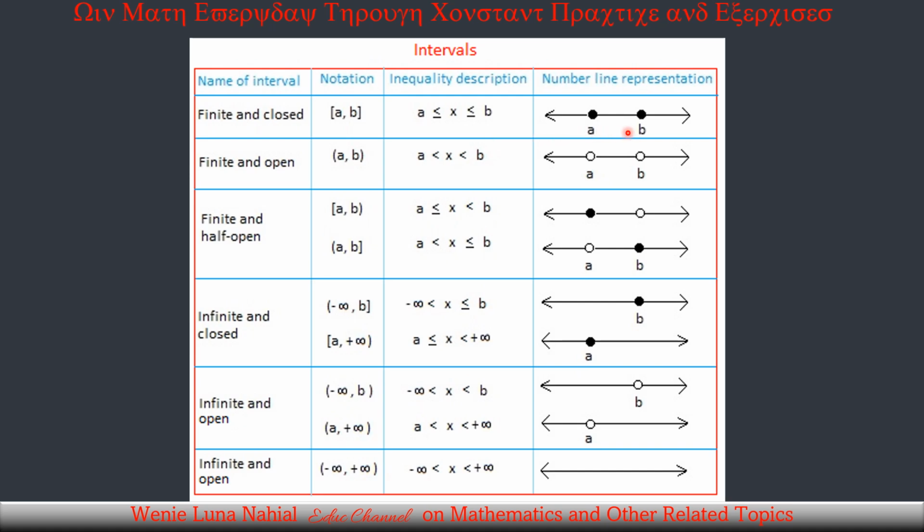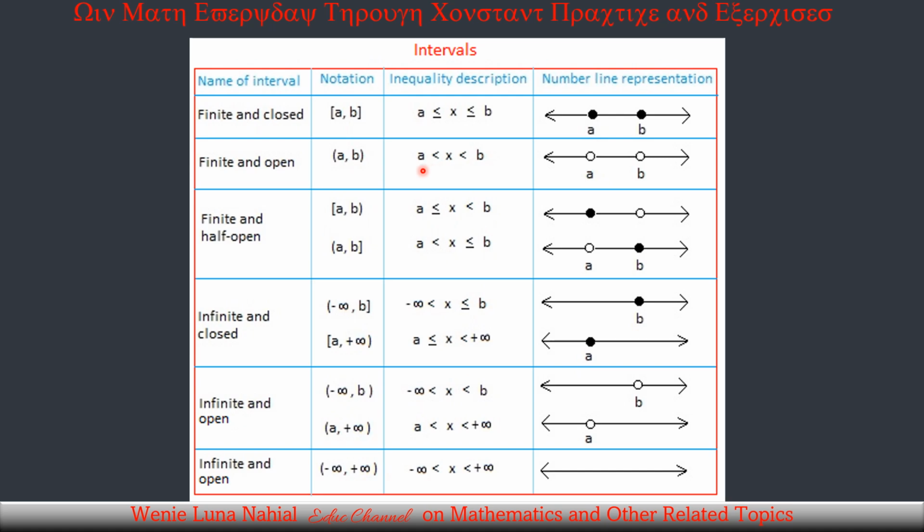Now the additional representation is the number line representation. As you can see, our A here has a solid dot, B has a solid dot. So that means that it is closed. A and B are included. The next one is finite and open. So this is the open interval. So A and B are not included.